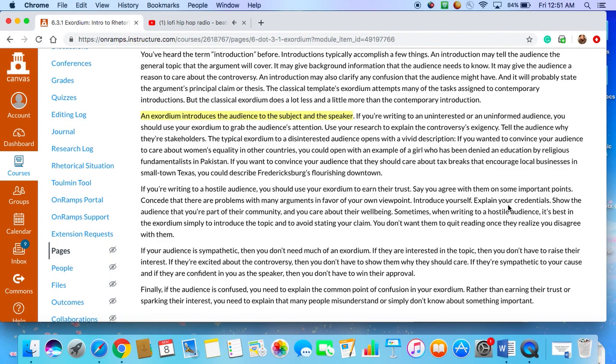And something else you want to do here is show how even if you disagree, you're still part of the same community. So if you're talking about the Green New Deal, and maybe you're for it and your audience is against it, you still want to point out that we are currently living in a country that is highly affected by pollution. So it's very important that we work together as a community to fix that issue. So you want to show what your connections to each other are, even if you're in disagreement. Okay, so that's the type of hook or exordium you want to focus on for a hostile audience.